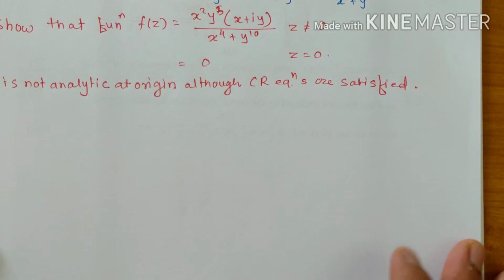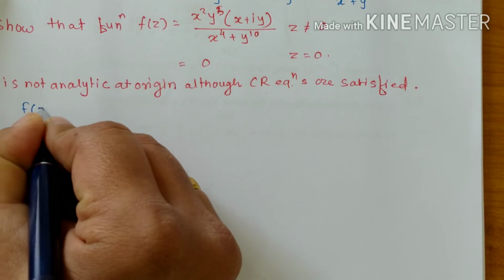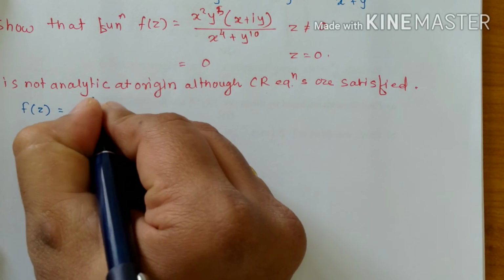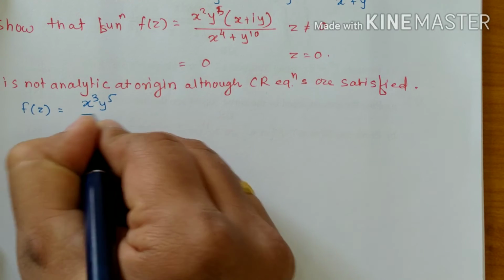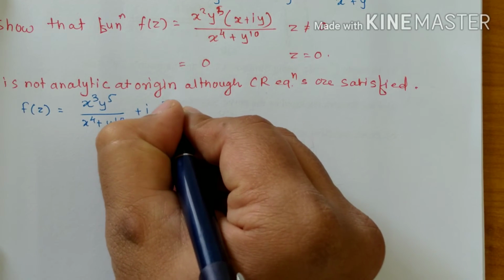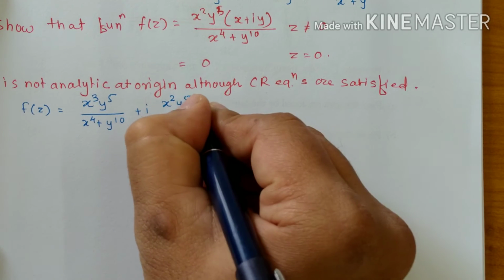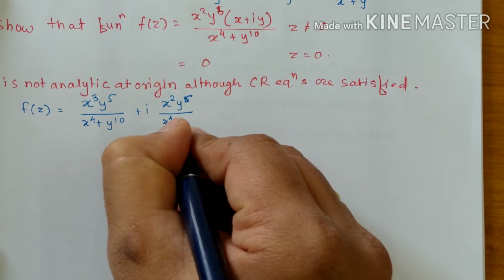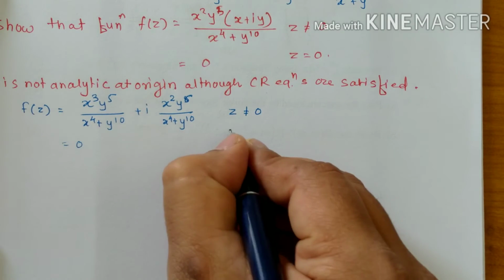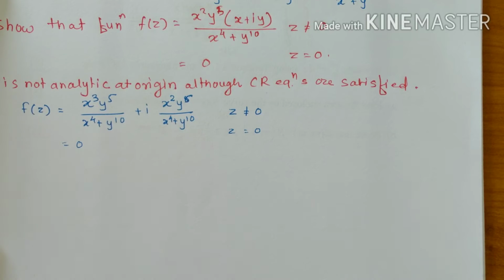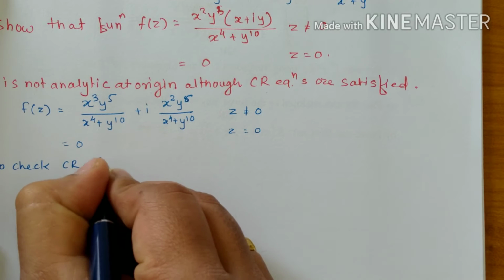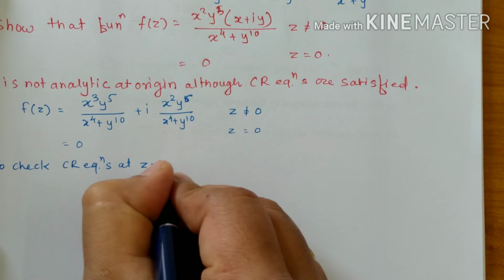Okay, so for that I'll just write the f of z in terms of u and v. So f of z is equal to x square y raised to 5 into this, so we have x cube y raised to 5 upon x raised to 4 plus y raised to 10, plus i times x square y raised to, sorry not 5, it's 6, divided by x raised to 4 plus y raised to 10 for z not equal to 0, and is equal to 0 for z equal to 0. Okay, now to check CR equations at z equal to 0.